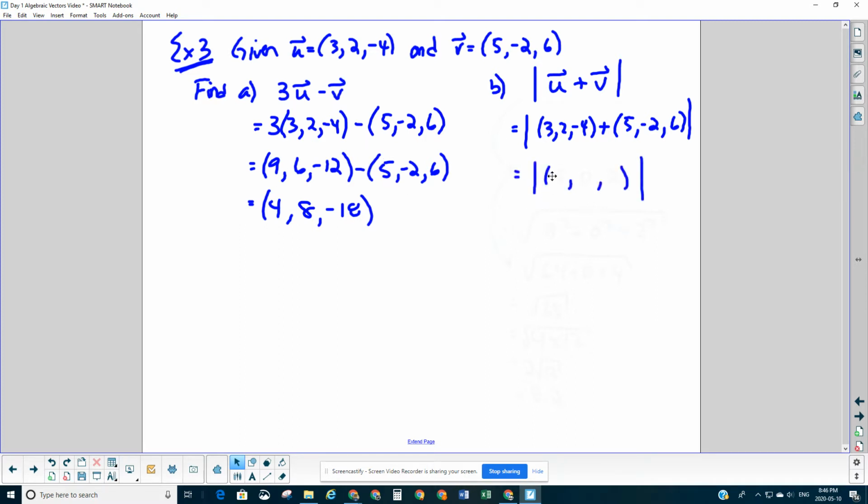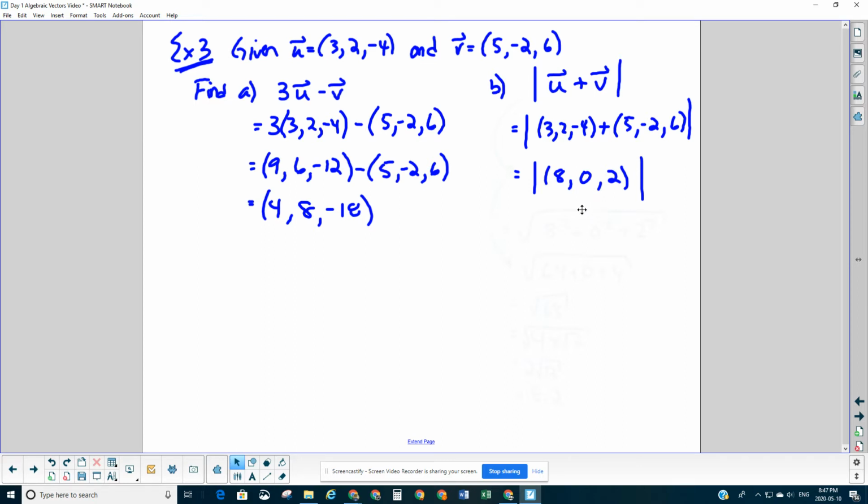So if I'm going to add these, 3 plus 5 is 8. My new vector is at 8. 2 plus negative 2, well, that's a 0. And negative 4 plus 6 is 2. And so my new vector, boom, is 8, 0, 2. I found that resultant very, very quick and easy. Now I got to figure out how long it is. Well, what do I do to figure out how long it is?